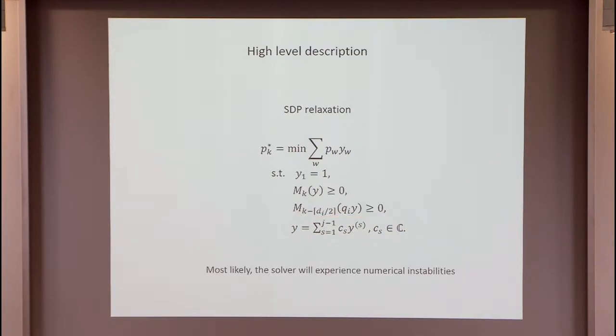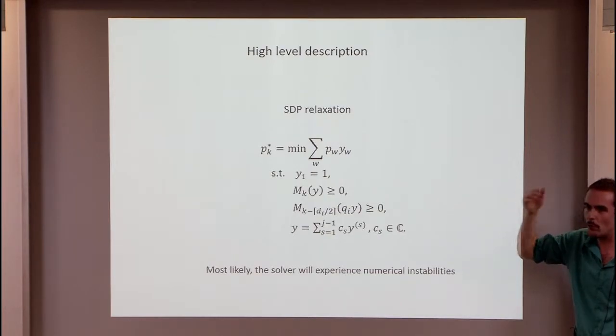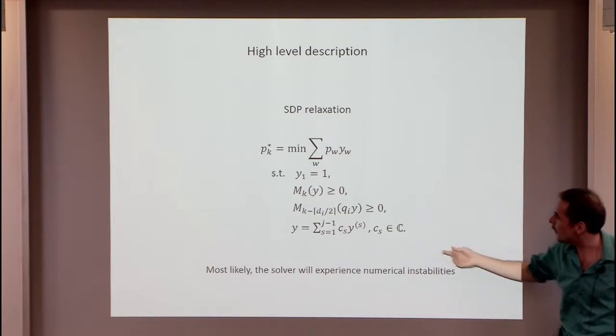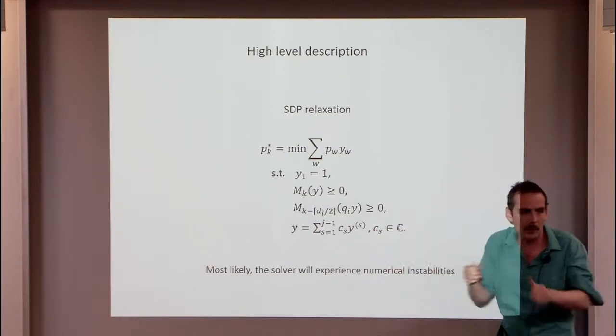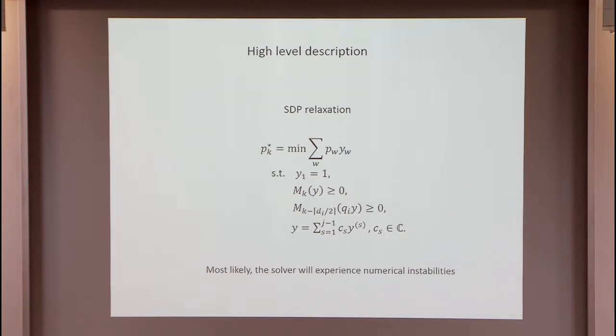Now, I say that this is a high-level description because if you try to program it, then you put this to your machine, and your SDP solver will tell you to go to hell. The reason is that sometimes when you generate these things randomly, you'll find moment vectors which are very similar to each other, and it's really bad. So if you want to implement this, I give you two tips.